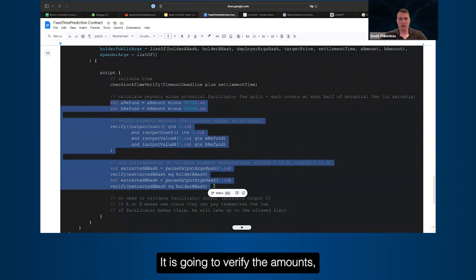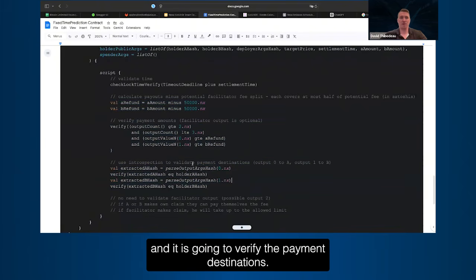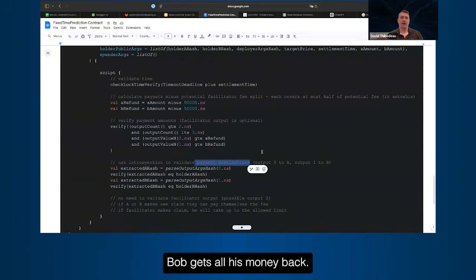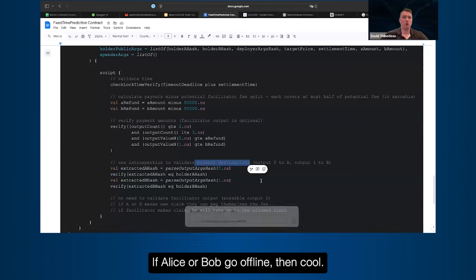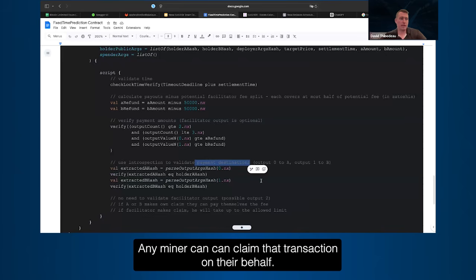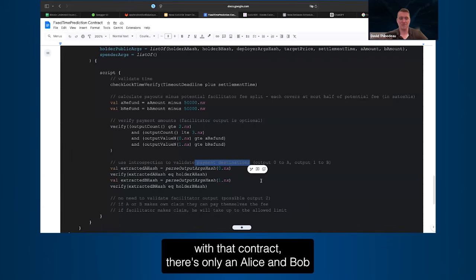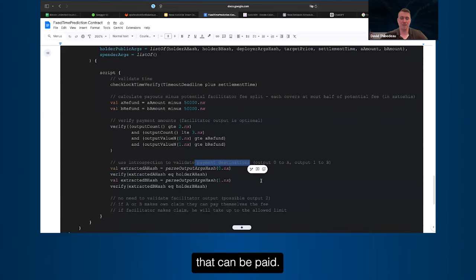It is going to verify the amounts and it is going to verify the payment destinations. This rule is going to ensure that Alice gets all her money back, Bob gets all his money back, and the only difference is that a small facilitation claim can be made. If Alice or Bob go offline, then cool. Any miner can claim that transaction on their behalf. The source code of the contract guarantees that though anybody can interact with that contract, there's only an Alice and Bob that can be paid.